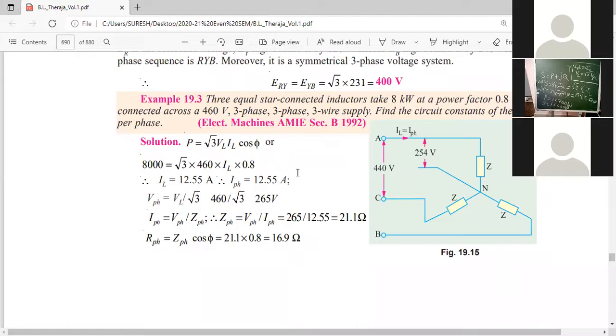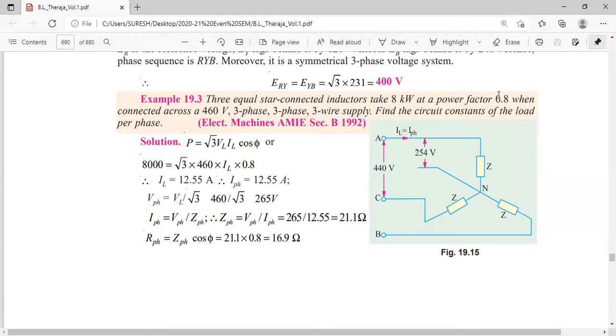Take down this problem. Example 19.3. Write down the question. Any problem? Write down the question 19.3. 3 equal star connected inductors take 8 kilowatt at a power factor of 0.8.